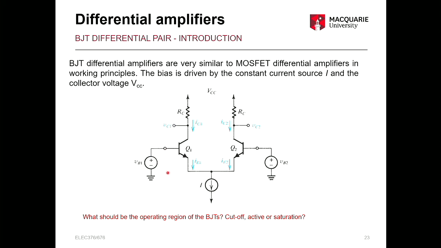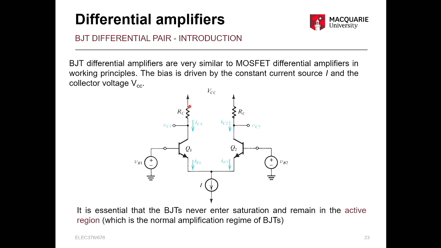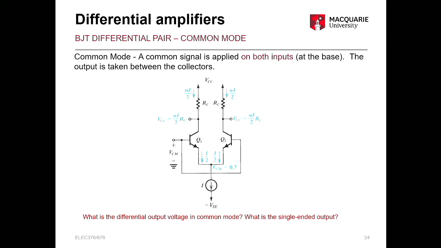So here we have a simple example circuit, VB1 and VB2 going in. Again, we have an ideal current source, and we have some output resistors. So yeah, essential that it remains in the active region. So we'll first look at the common mode, as we did for the MOSFET differential pair. So this is where we have that same common mode signal going to both of the transistors, base terminal on both.